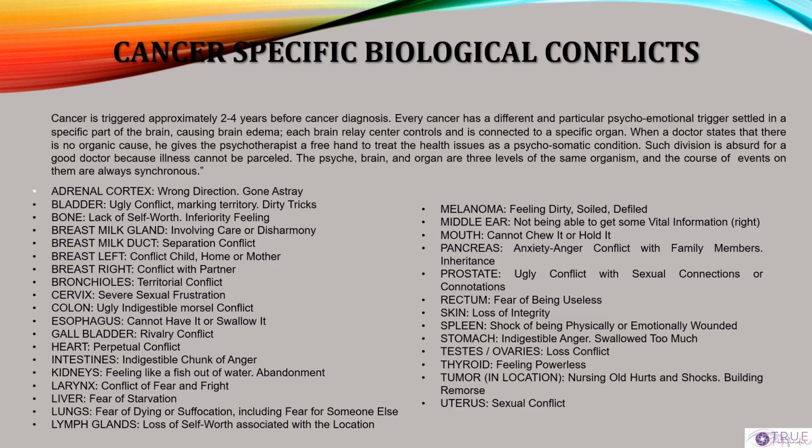Testes and ovaries, a loss conflict. Thyroid, feeling powerless. Tumor, nursing old hurts and shocks and building up remorse. And the uterus problems stem from sexual conflicts.